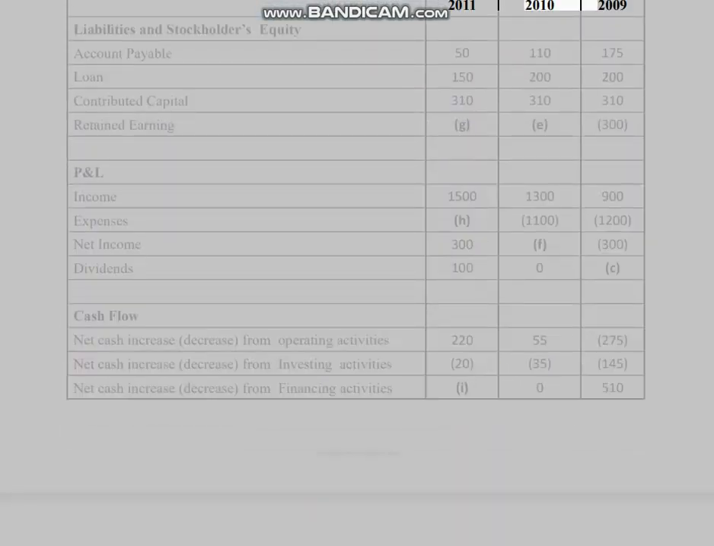2011, 2010, 2009. Liabilities and stockholders' equity. Accounts payable 50, 110, 175. Loan 150, 200, 200. Contributed capital 310, 310, 310. Retained earnings G, E, 300. P&L. Income 1,500, 1,300, 900. Expenses H, 1,100, 1,200. Net income 300, F, 300. Dividends 100, 0, C.